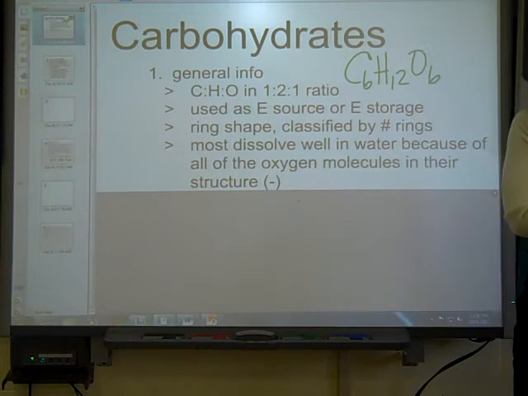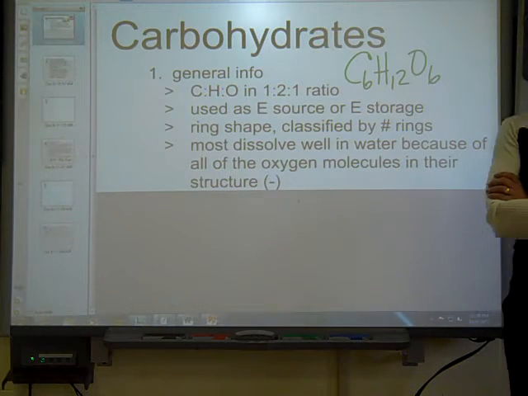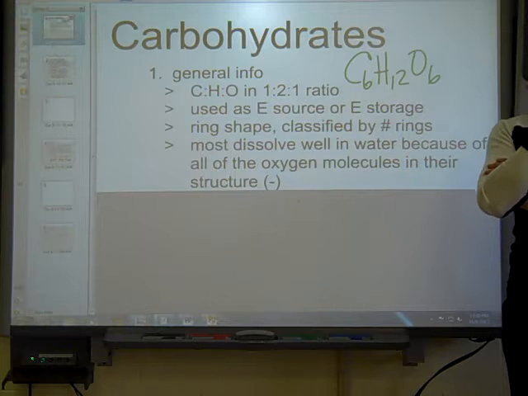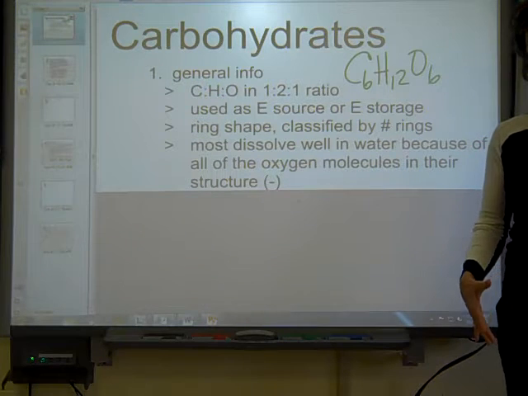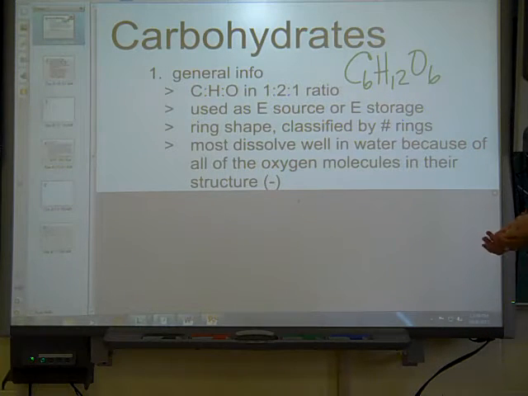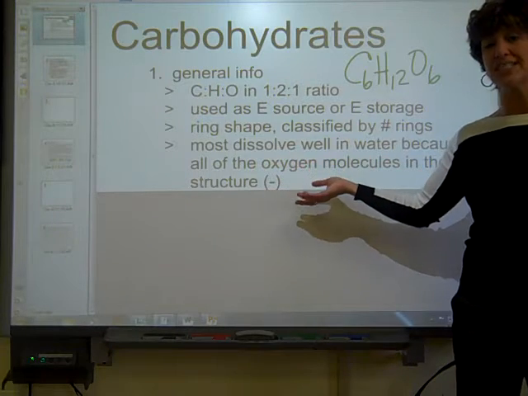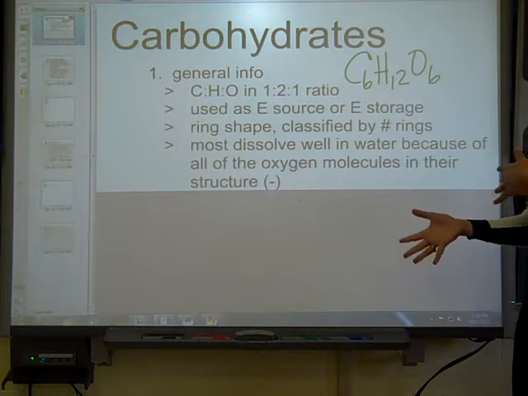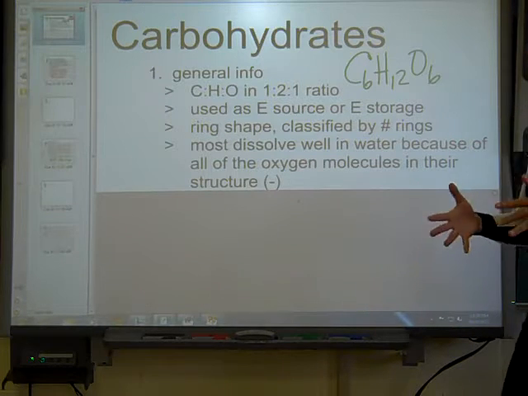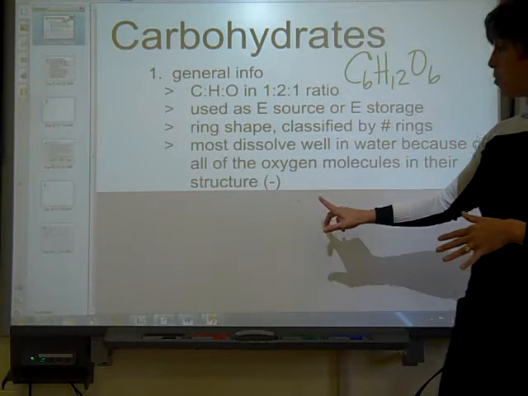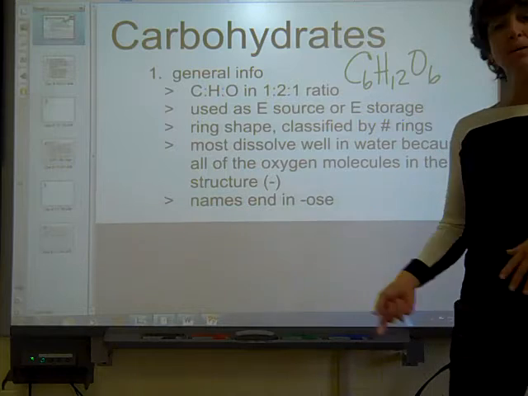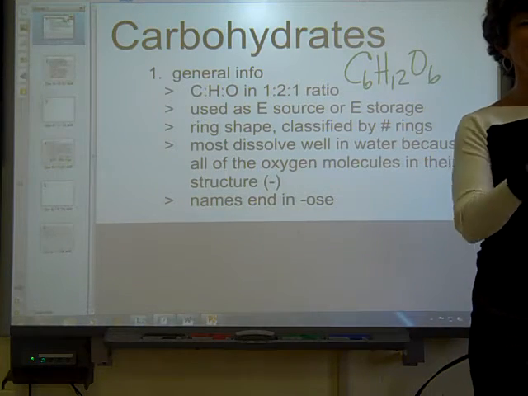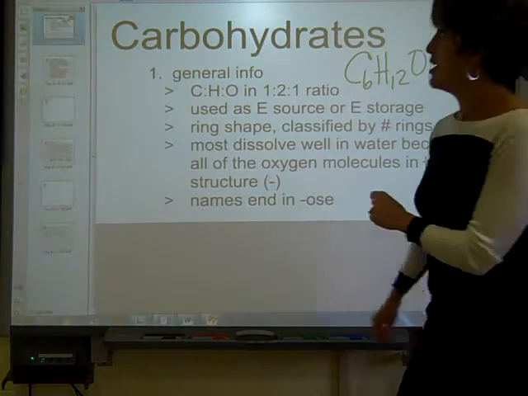Alright, what is a really important characteristic? The fact that they dissolve well in water. So you eat sugar and then you can distribute sugar through your body because it dissolves well in the blood. That's because oxygen is negative. It's very electronegative and it has a pull. So that negative charge, like dissolves like, helps it dissolve well in a polar solution. Alright, names of carbohydrates end in OSE.